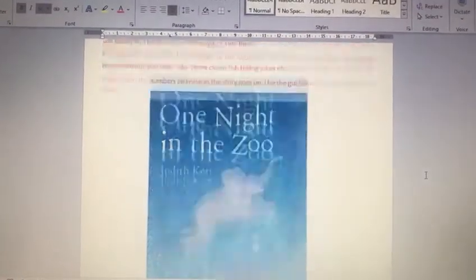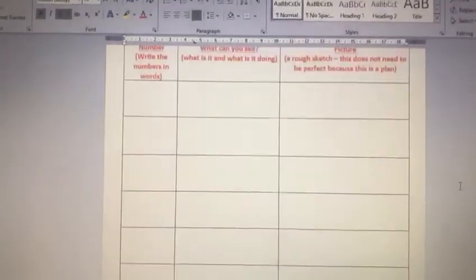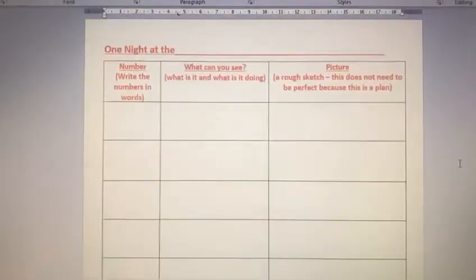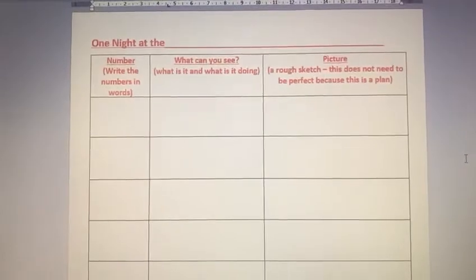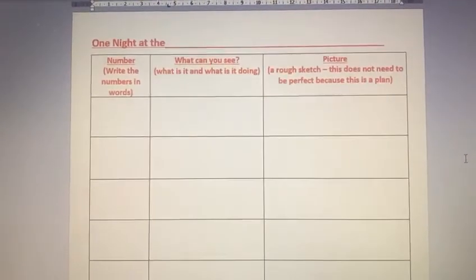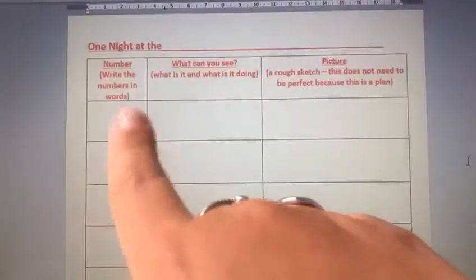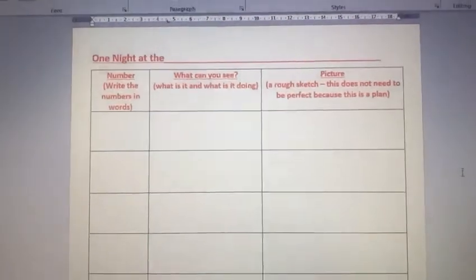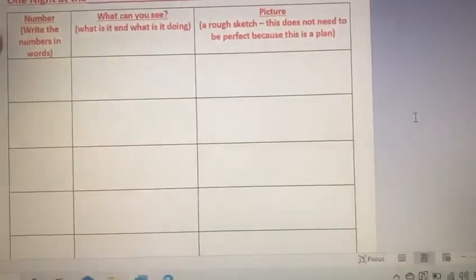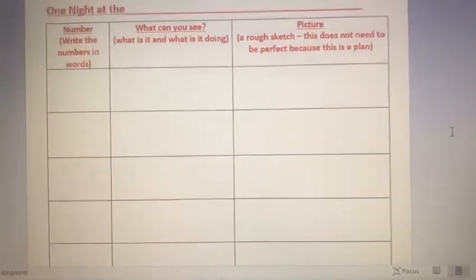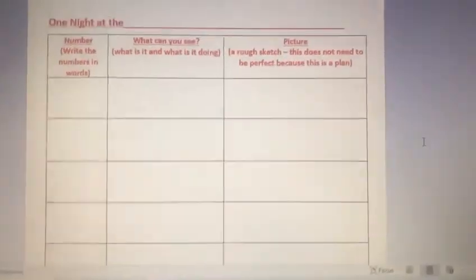Now, if you go to your work pack, you'll be able to see I've given you a planning sheet here. So I just want to talk that through for you. At the top you have your title, One Night at the whatever it is. Then in this column here, it says the number. So write the number in words. This is where you are going to practise writing 1, 2, 3, but not as numbers. I want them in words.